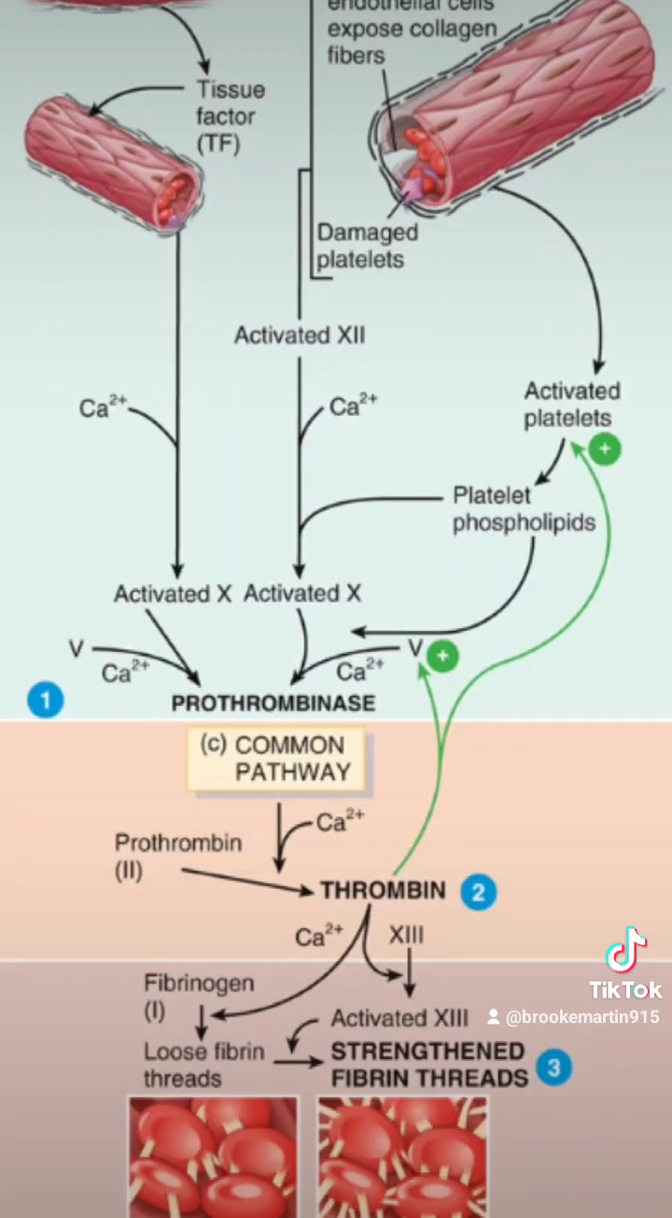Prothrombinase converts prothrombin into thrombin in the second stage. In the final stage, thrombin converts fibrinogen into fibrin threads, forming the threads of the clot.